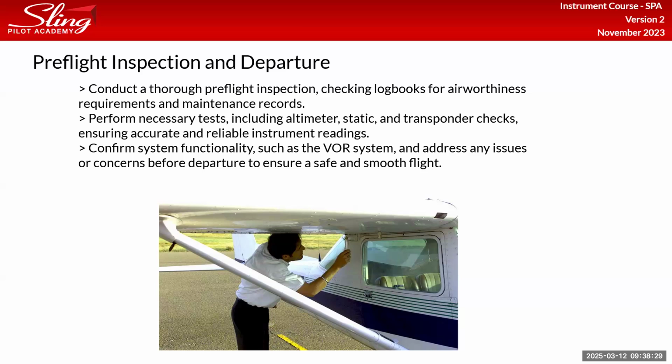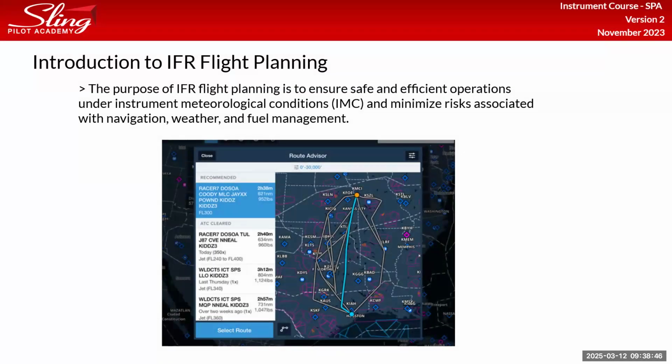Okay, pre-flight inspection and departure. Conduct a thorough pre-flight, checking logbooks for airworthiness requirements and maintenance records, perform necessary tests, including altimeter and static, that's a lot. Confirm system functionality such as the VOR system, and address any issues or concerns before departure to ensure a safe and smooth flight. So, basic pre-flight actions. The purpose of IFR flight planning is to ensure safe and efficient operations under instrument meteorological conditions and minimize risks associated with navigation, weather, and fuel management.